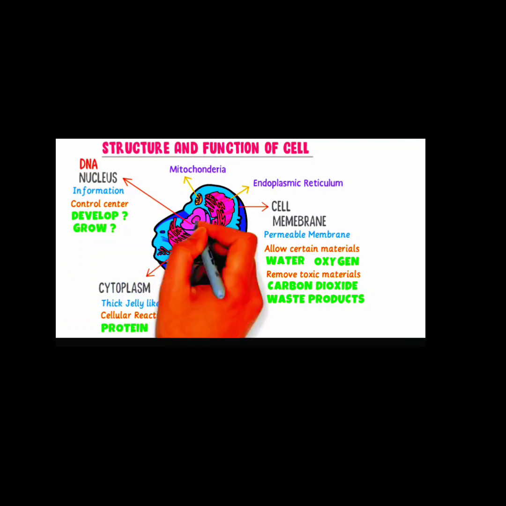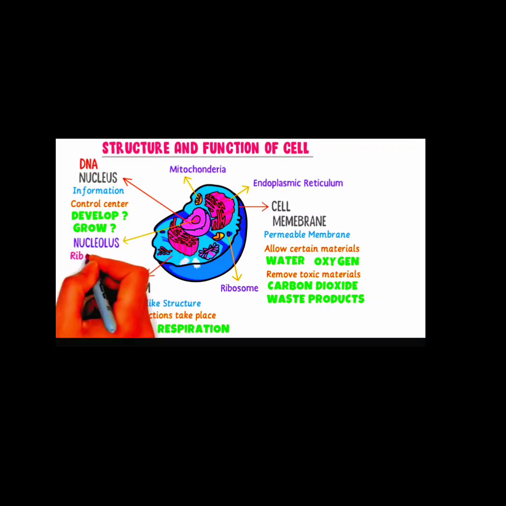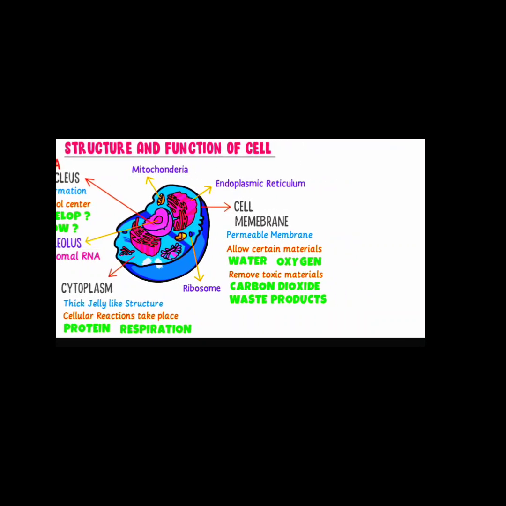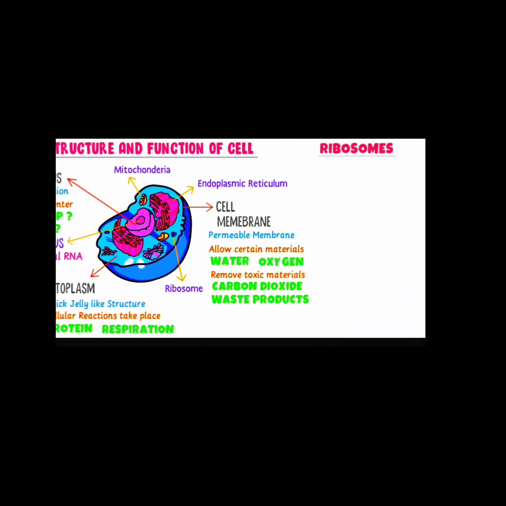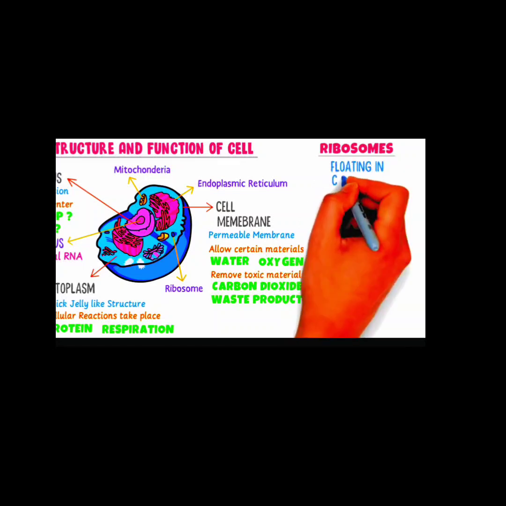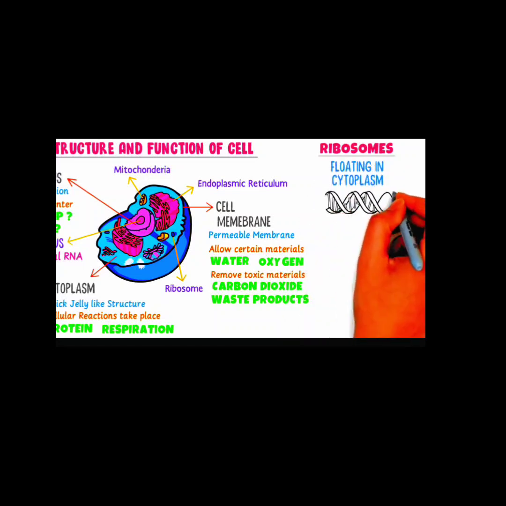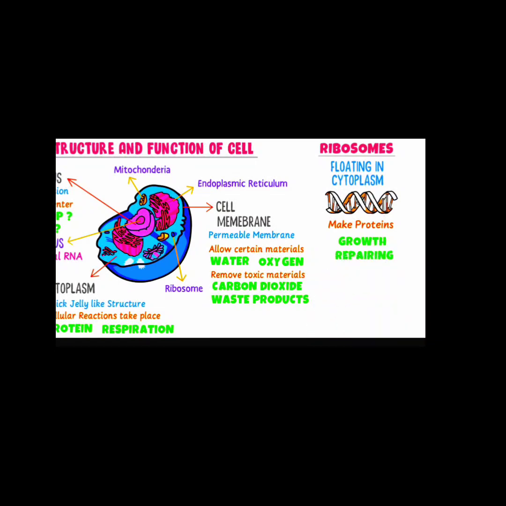The nucleus contains another structure called nucleolus. It forms ribosomal RNA or ribosome. The newly made ribosomes are transported out of the nucleus through nuclear pore to the cytoplasm, where they will do their job. What are ribosomes? These are floating organelles in the cytoplasm. They make protein needed for the cell. For example, they make protein for the growth of the cell and protein for the repairing of the cell.